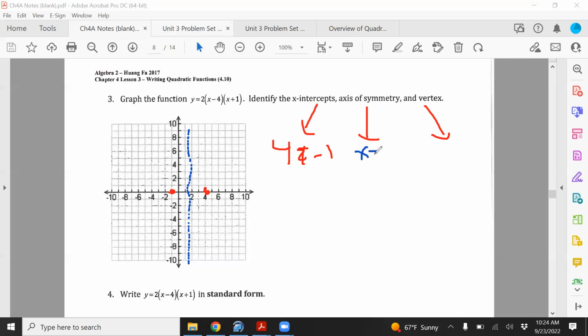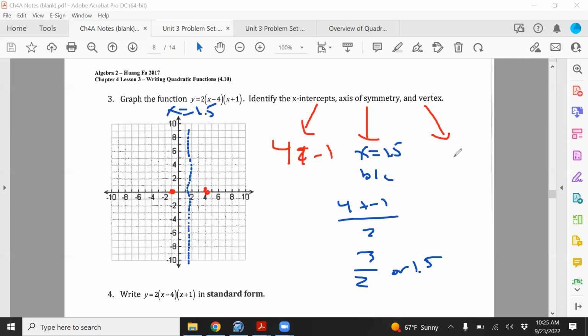Yes, x equals 1.5. That's because 4 plus negative 1 over 2 is 3/2 or 1.5. So why did I add these two and divide by 2? Because the axis of symmetry is the average of the x-intercepts. Here are my x-intercepts, just average. It's the line that goes right through the middle of the graph. 1.5. So x equals 1.5 is my axis of symmetry.